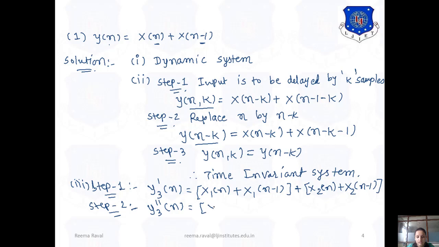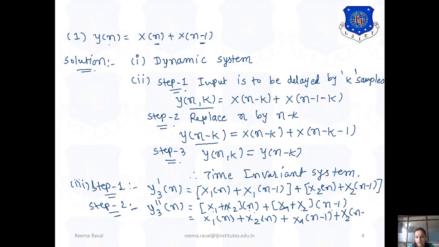So what happens over here is we will combine this input and then apply it to the output function. So we can say over here is x1 plus x2 of n plus x1 plus x2 of the second function, that is n minus 1, right? So if we add these two terms, this will be x1 of n plus x2 of n plus x1 of n minus 1 plus x2 of n minus 1.